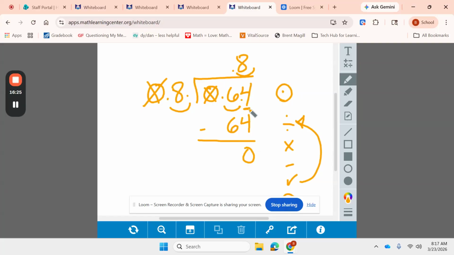All right. We're not dividing by 64 actually, or dividing up 64. We're dividing up 6 and 4 tenths. That's 10 times smaller than 64.